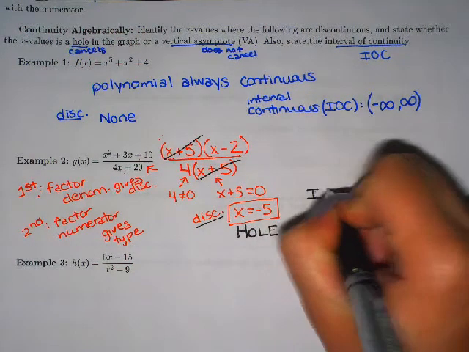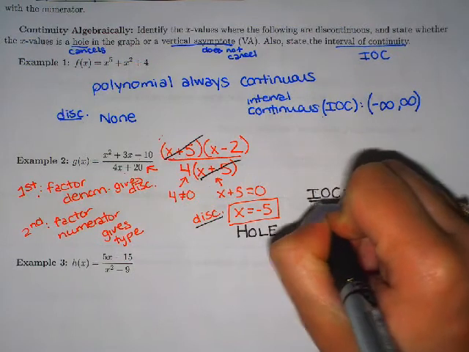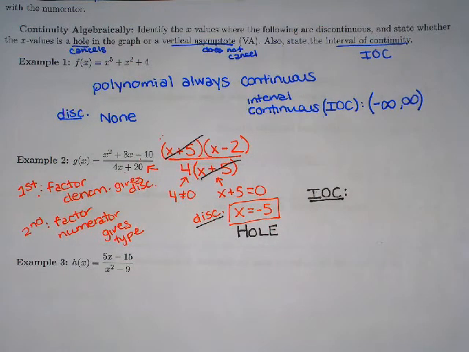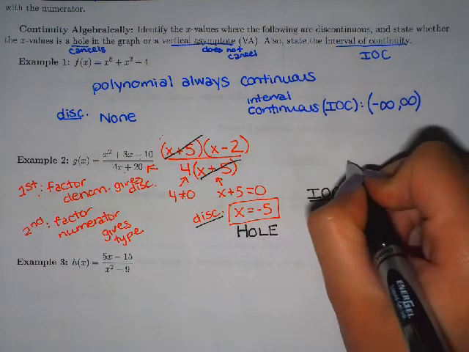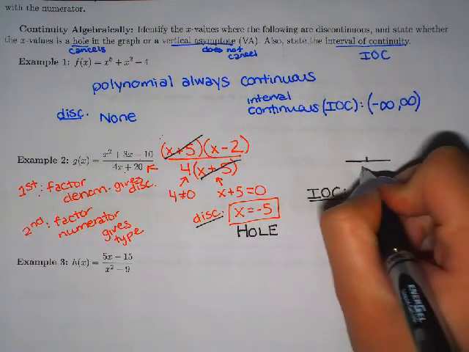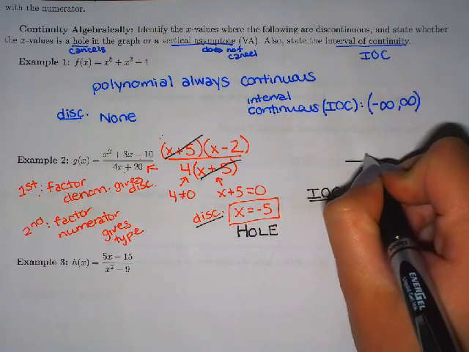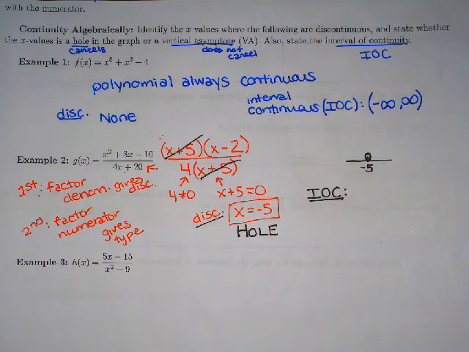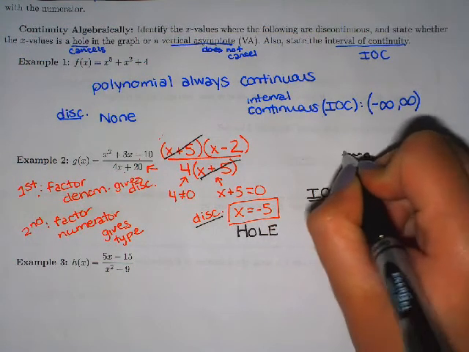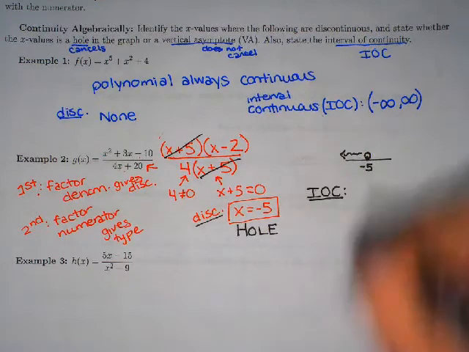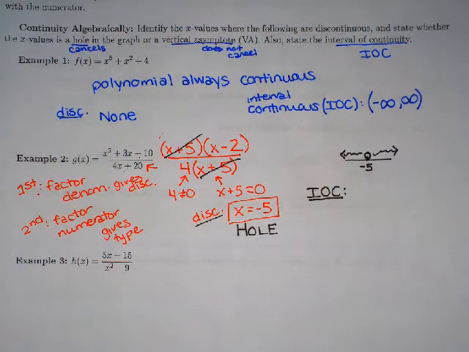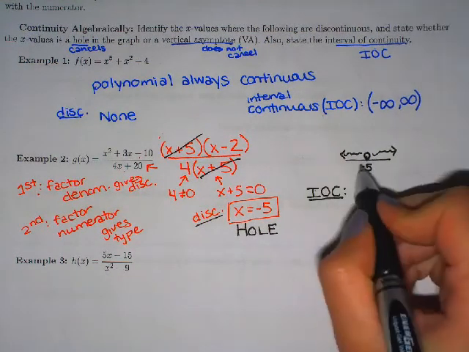The other thing that WebAssign could ask you is for your interval of continuity. Well, where are you continuous? And when there's a number to exclude like this, I like to draw myself a little picture to remind myself what this would be. So I'm continuous everywhere except for negative 5. That's the only place I can't plug in is negative 5. I can plug in any number before negative 5 and I won't divide by 0, and I can plug in any number after.